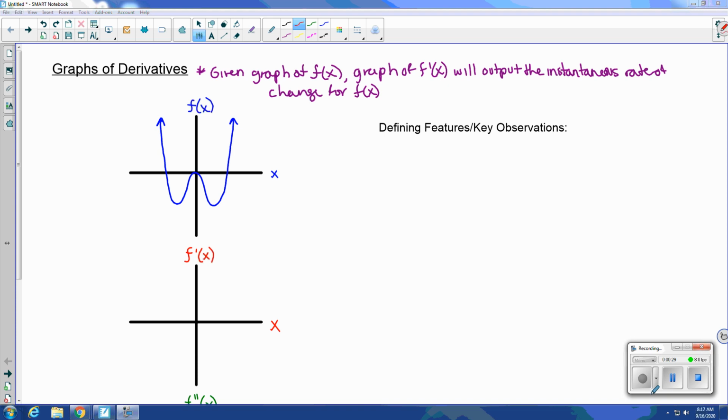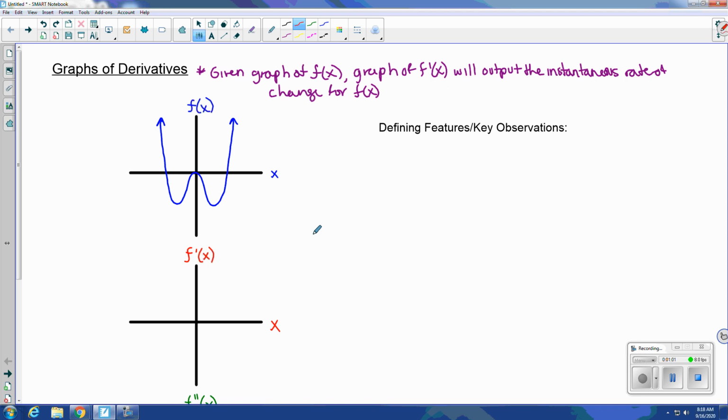So remember, when we're given a graph of f, the graph of f prime is going to output the instantaneous rate of change for f of x. So all the outputs in our graph for f prime that we're ultimately going to draw here, each one represents the instantaneous rate of change at that respective x value in f of x. So if our goal is to draw or model f prime, we want to pick out some features of f of x that will give us some information about instantaneous rates of change.